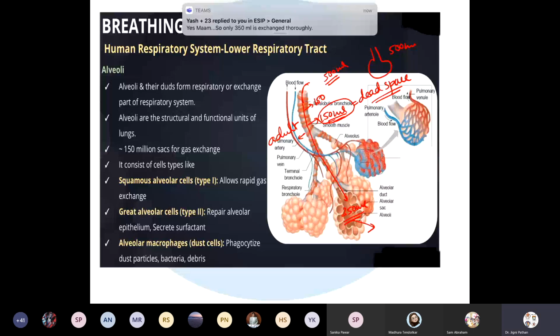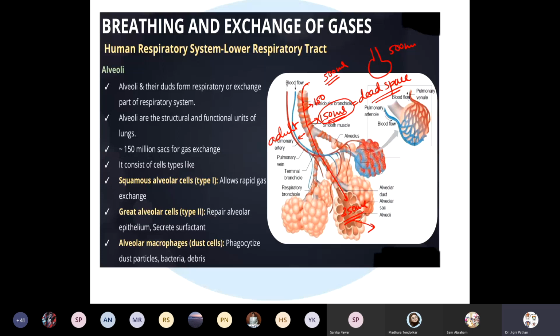So only 350 ml goes for the exchange. 150 will remain in the duct itself. That is called dead space volume. Clear? Okay, ma'am. Okay, fine. Next.